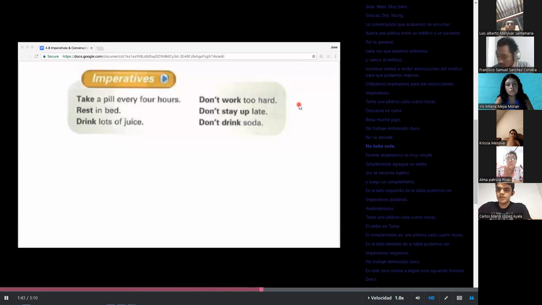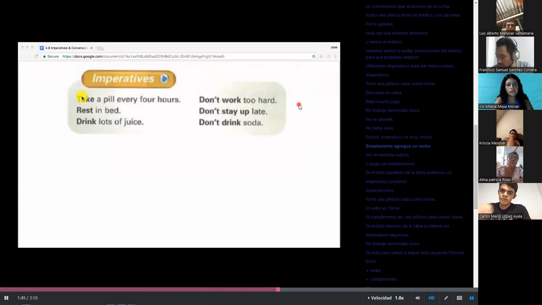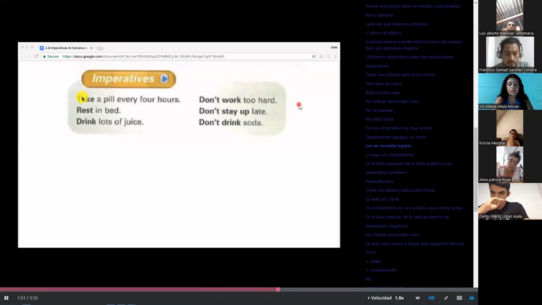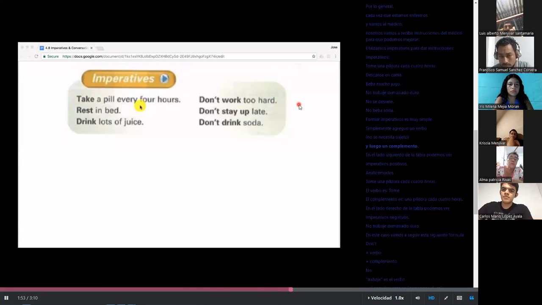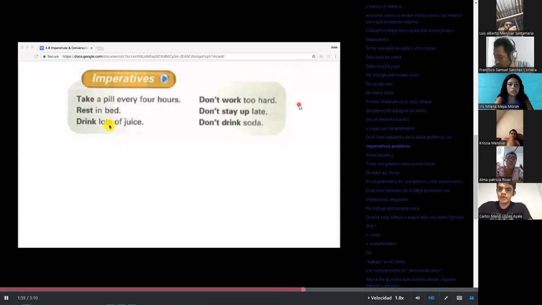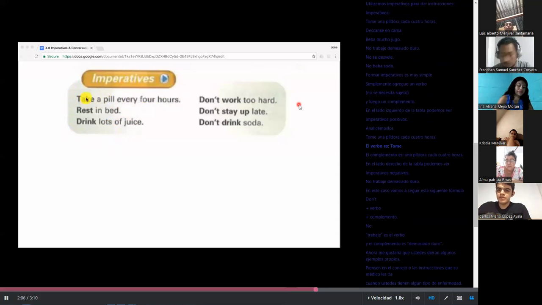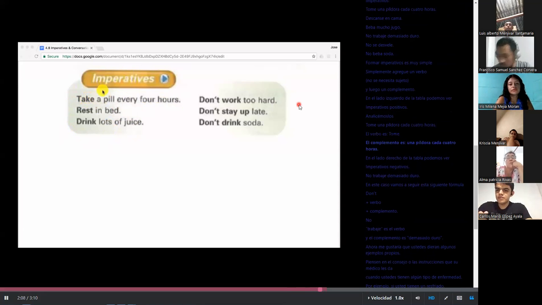Don't drink soda. To form imperatives is very simple. Just add the verb. No subject is necessary. Then a complement. On the left-hand side of the chart, we can see positive imperatives. Let's analyze them. Take a pill every 4 hours. The verb is take. The complement is a pill every 4 hours.